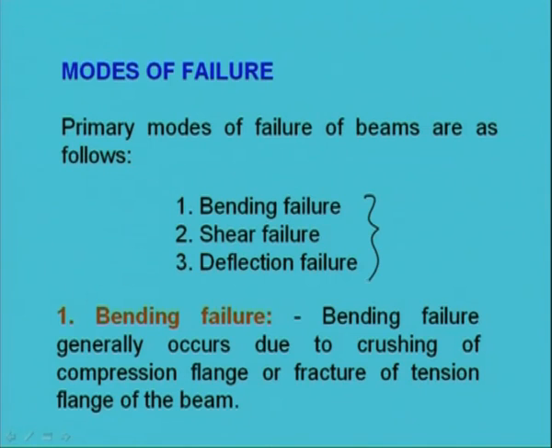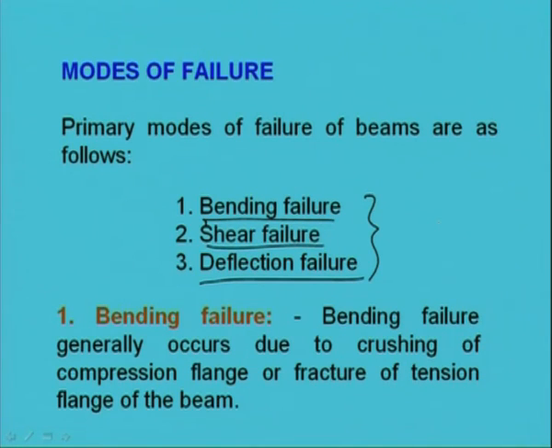Basically, three types of failure we observe. One is bending failure, another is shear failure, and then deflection failure. These three types of failure come into the picture. Bending failure, as we can understand from the name, is because of the stress developed due to bending moment. In a beam, bending moment will develop and cause flexural stresses on both sides, one due to compression and another tension. We can name them sigma BC and sigma BT. Because of that it may fail.